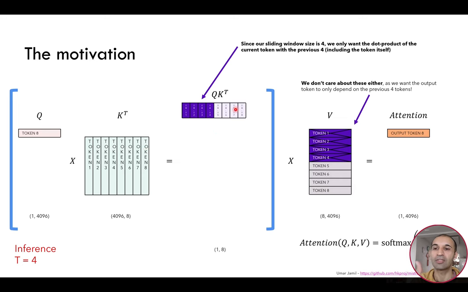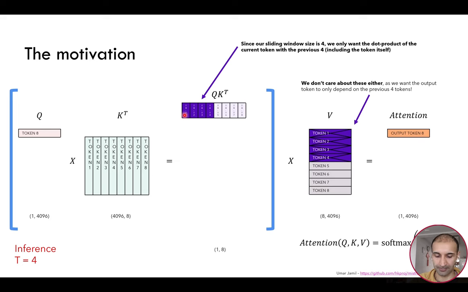But because of the mask that we are using with the sliding window attention, we are not interested in the computation of these dot products, because they will be masked out, since the distance between this token and this token is outside of the sliding window. And secondly, we are not interested in keeping these values, because they will be masked by our sliding window mask, which will result in zeros here. We do not care about producing these first four rows in the value matrix, because they will be multiplied by zeros, so they will not contribute to the output token.